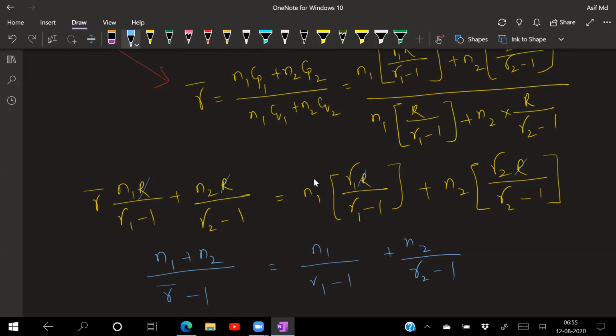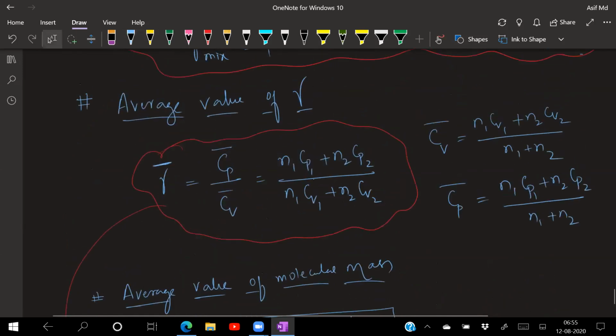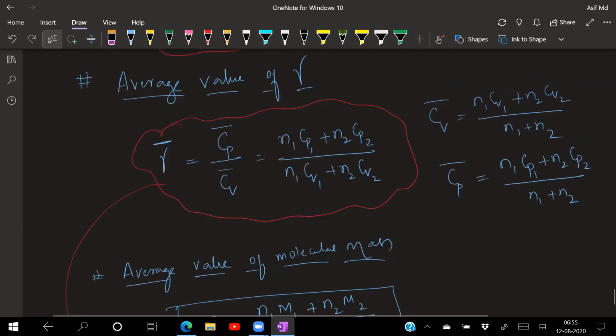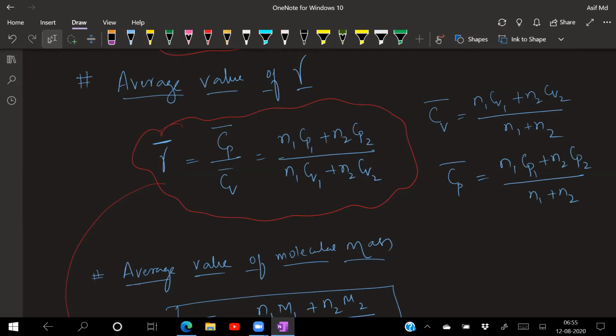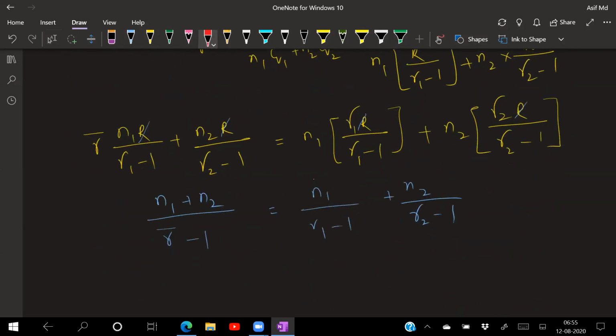Ultimately, just remember this formula, which is more than enough: gamma bar is equal to N1 Cp1 plus N2 Cp2 divided by N1 Cv1 plus N2 Cv2. Individually, you know the values of Cp and Cv in terms of gamma. You can write those values, substitute and simplify, and you will get the answer. Let me take one small question here.